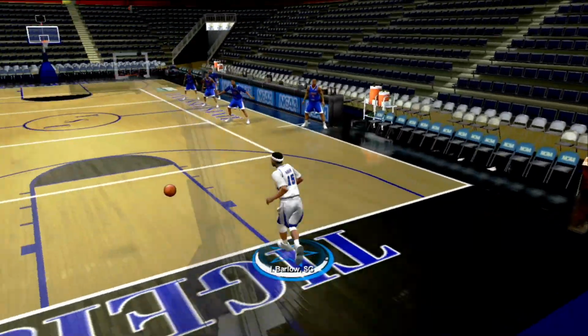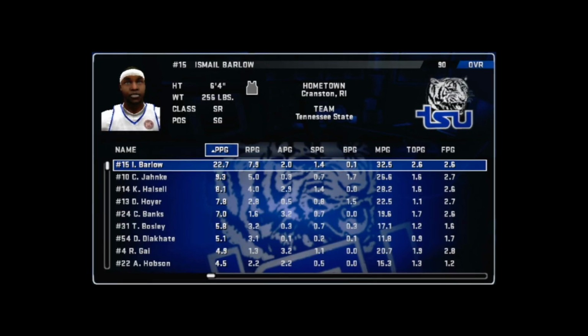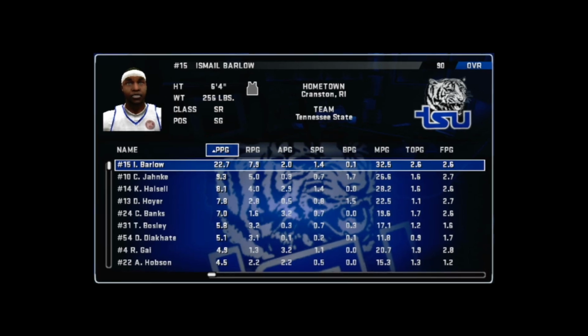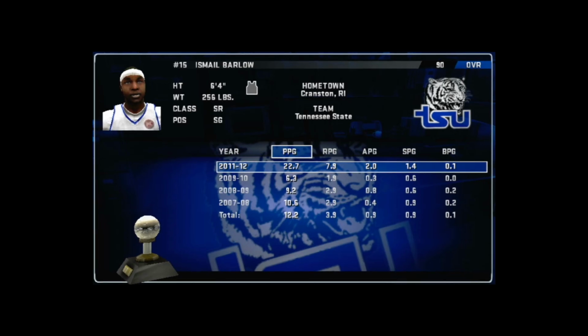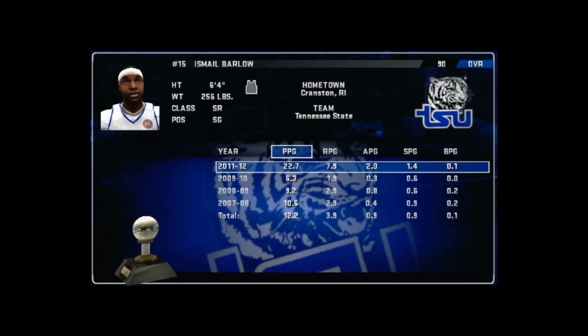My starting point is my last season at Tennessee State, 5 years into a legacy mode, and I do have a guy who's projected to be drafted. If you haven't checked out my legacy mode, go do that after the vid.